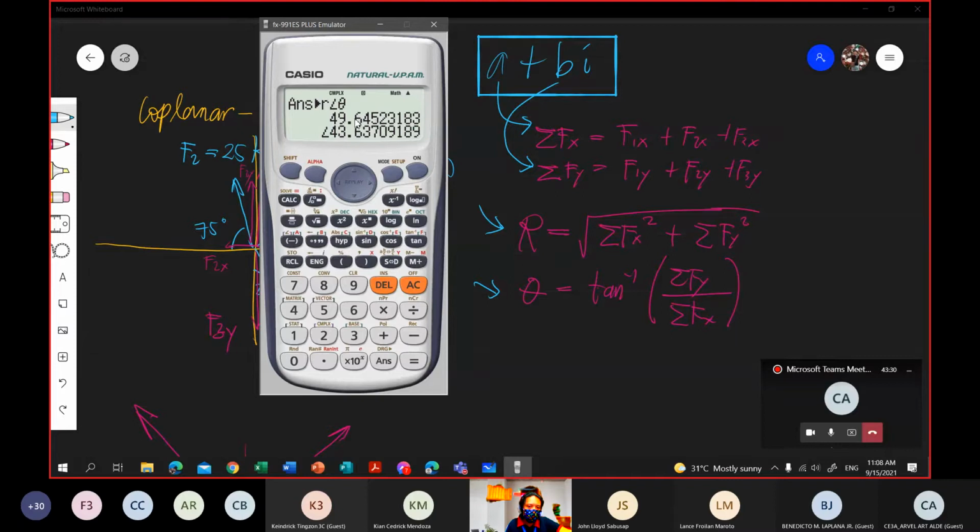49.64 645, that's the resultant, the R. And the angle, 43.63, that's the theta. Now take note again, this is very important. The angle of the resultant here is measured from the positive x-axis counterclockwise.